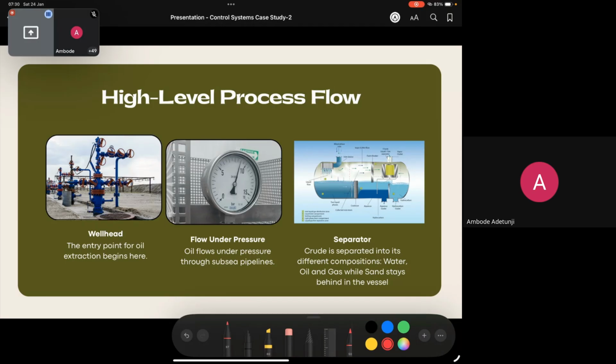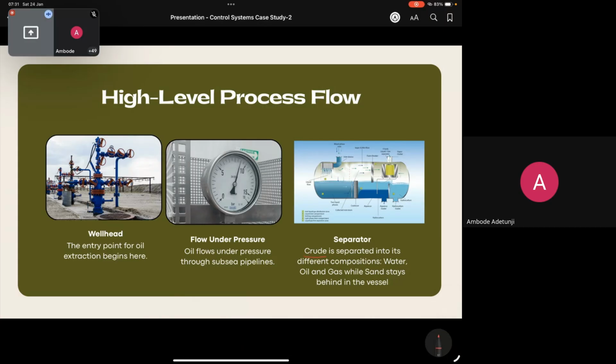So the wellhead, where you source the oil from, and then you have your flow under pressure, and then you have the separator, where the crude, which is what comes from the earth crust, is broken down into its different compositions: water, oil, and gas. And then the sand will stay in the tank. When it gets to a certain level, the sand will now be evacuated, right?